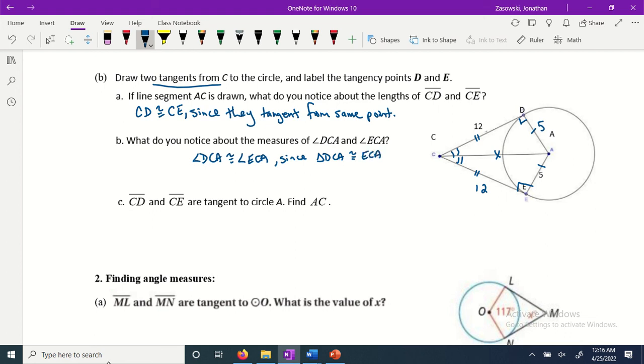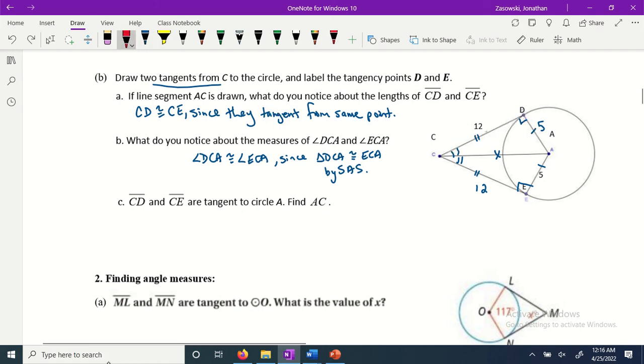And then the reason for that is going to be side angle side. All right. And then what do we notice about lines CD and CE? We want to know our tangent to the circle, find the length of AC. So once again, we can just look at this one right triangle here.